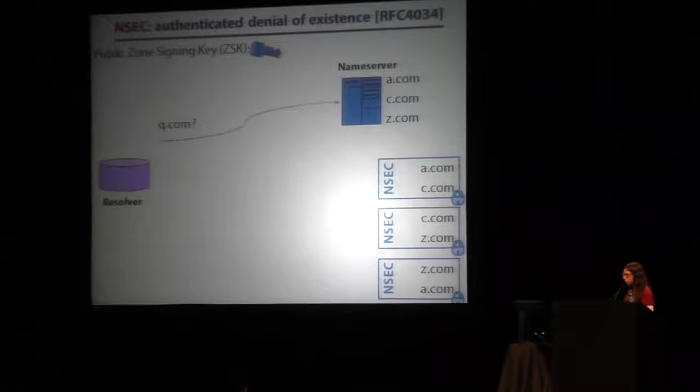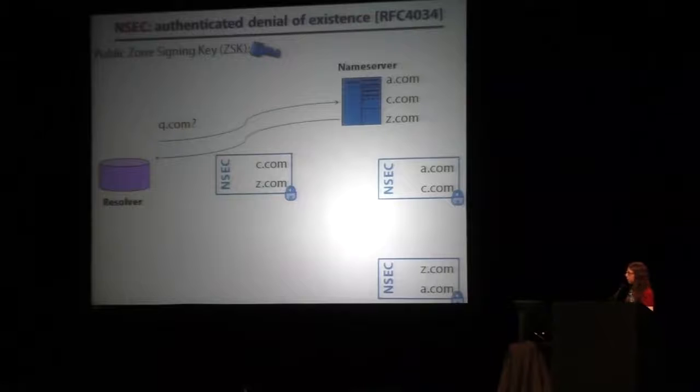Okay. So the query comes in for q.com. We can see that this name doesn't exist in our zone, so we need to answer the query. What we're going to do is look up the NSEC record that covers this query. You can see that q.com falls between c.com and z.com, so you know that this NSEC record proves to you that q.com is not present in the zone. Okay, so that was denial of existence in DNSSEC, the very first version of how it worked.